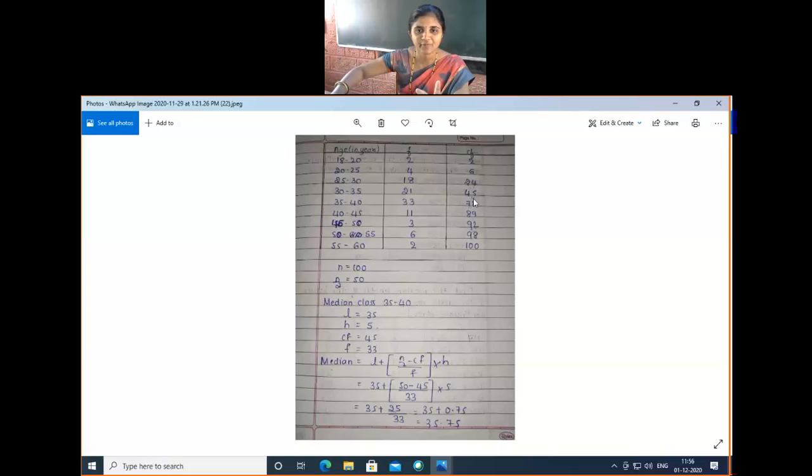So that's why n/2 is 50. That 50 you have to search in the cumulative frequency column. So 50 you will get in here. 78 is there, and the 35 to 40 class interval is there. So here you will get 50. So that's why we have to take this class interval as the median class. Clear? Okay, Mataji.